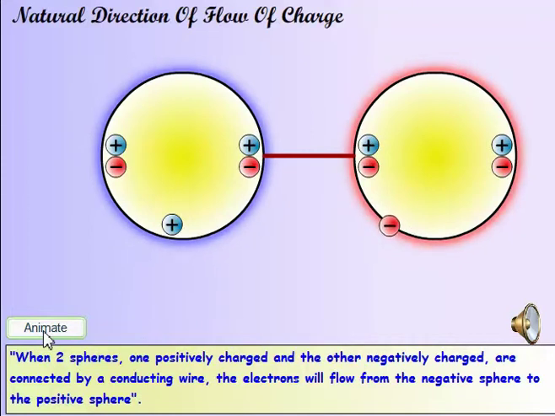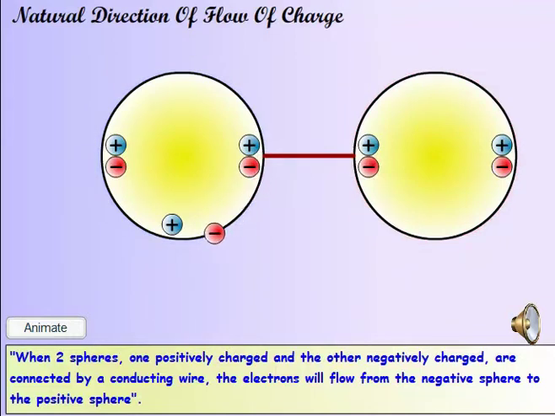When a positively charged sphere is connected to a negatively charged sphere, there is a flow of charge. Electrons will flow from the negatively charged sphere to the positively charged sphere.